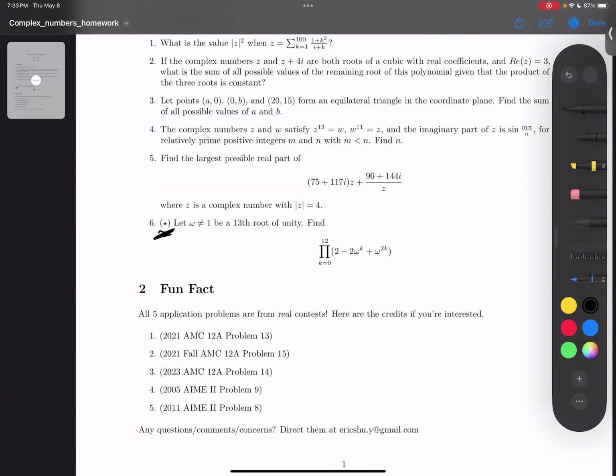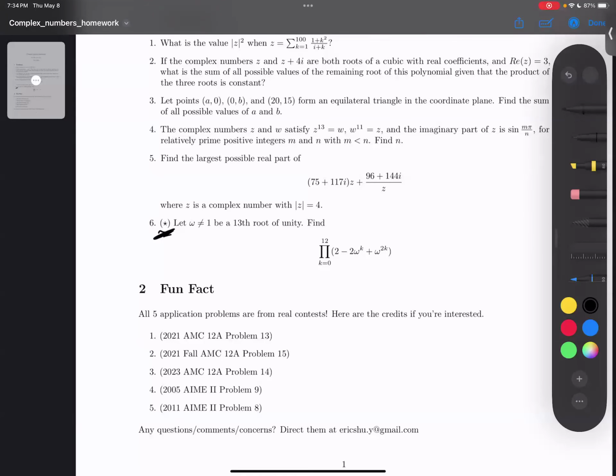Okay. So if I remember correctly, this was a 2024 AIME 2 problem. Let's see if my memory serves me correct. It was. My memory is better than yours, Eric. Wow. Okay, so let's just use the AoPS solution. No, we will not use the AoPS solution. We will use the 13th roots of unity.